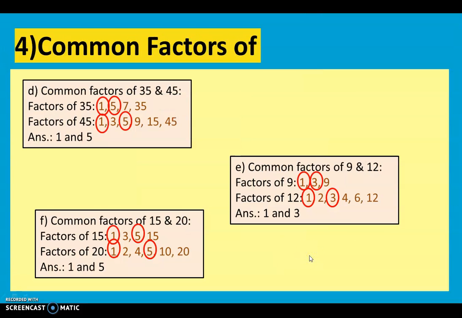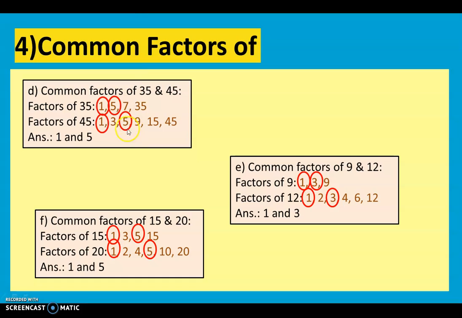So next is the common factors. They are asking for the two numbers, 35 and 45 over here. I have written all the factors of 35 and all the factors of 45 using the multiplication method. You can also do it in the rough column and then write it over here. So factors of 35 is this and factors of 45 is this, and they are asking for common factors.